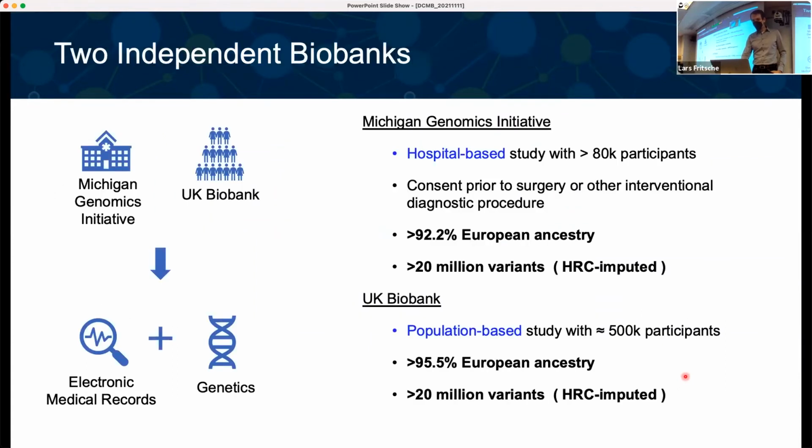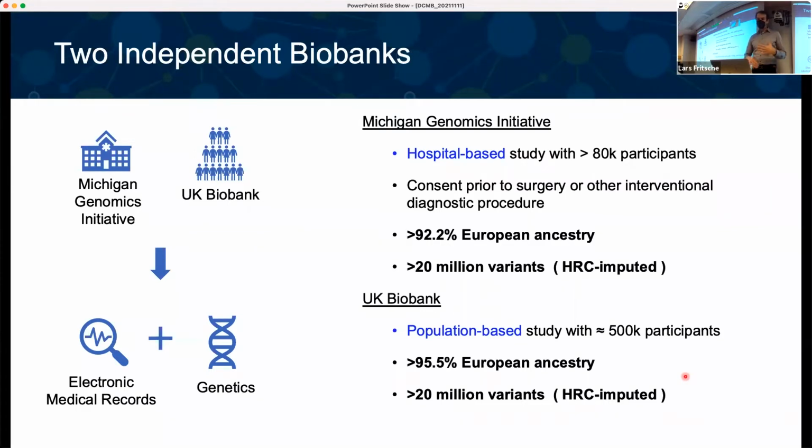And so the 2 data sets we are going to use are 2 biobanks. One is the Michigan Genomics Initiative from Precision Health here at the university, and it's a hospital-based study, and you might have heard about this from a previous presentation here. And so right now there are over 80,000 participants, maybe closer to 100,000 by now.